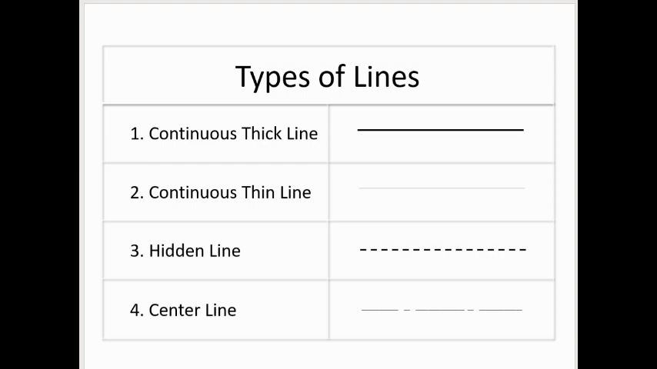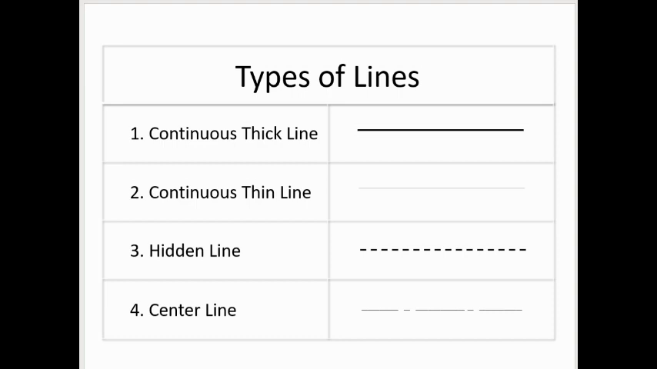Then the continuous thin line is there. This continuous thin line you will have to use for construction work. For example, marking the arcs by using a compass, taking the projections, you will use this continuous thin line. This continuous thin line should be drawn much lighter as compared to the continuous thick line.